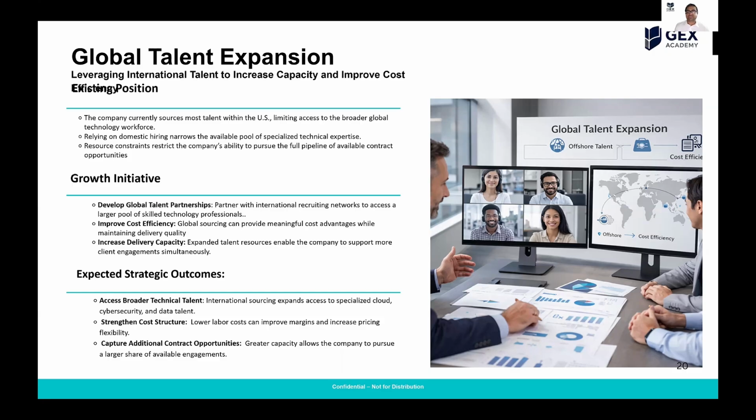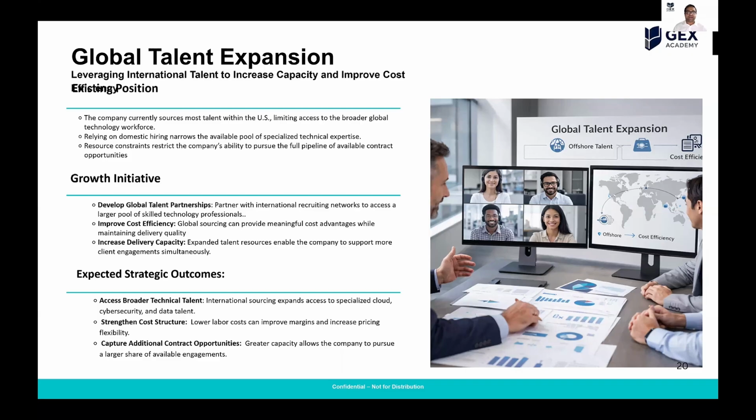As investors, we are always looking for opportunities where relatively simple operational improvements can create meaningful value. In many technology service businesses, talent is both the largest asset and one of the largest costs within the organization. So as a result, improvements to recruiting capabilities, delivery capacity, and labor efficiency can all have a significant impact on growth and profitability.